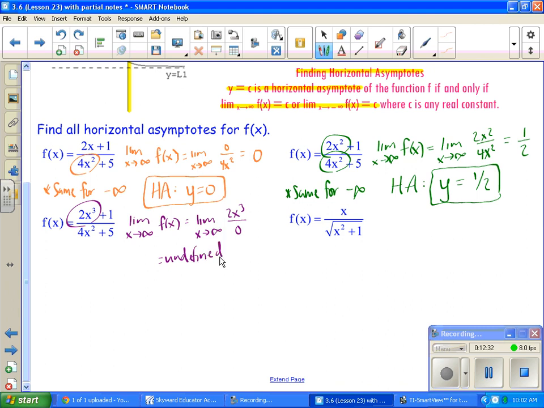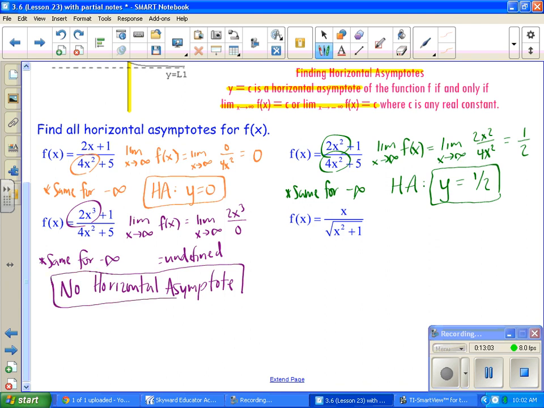Would it be any different if I plugged in negative infinity? No. So we're going to say same for negative infinity. So what does that tell me about horizontal asymptotes? There's none. So we'll say no horizontal asymptotes. And if you're not sure, you can always graph it and look to see if it looks like there's one or not. Okay, let's try the last one here.